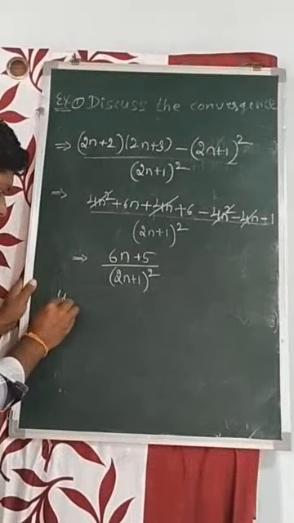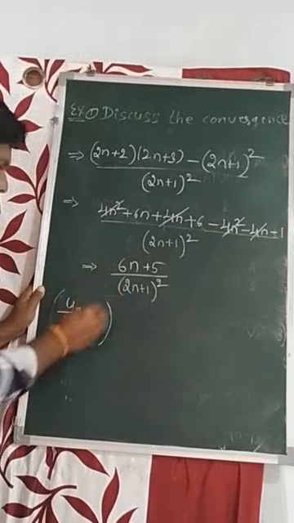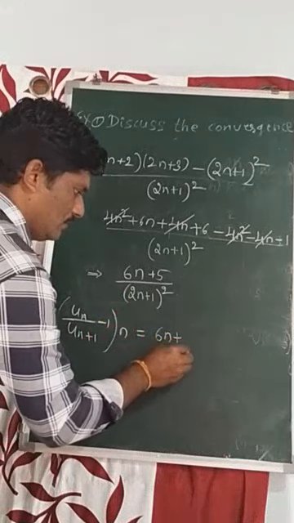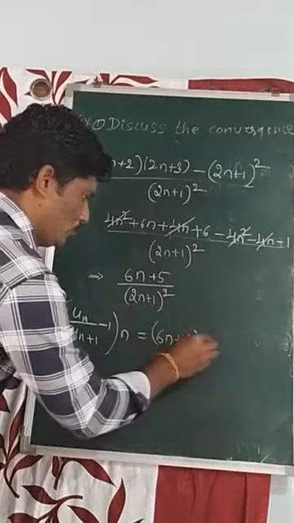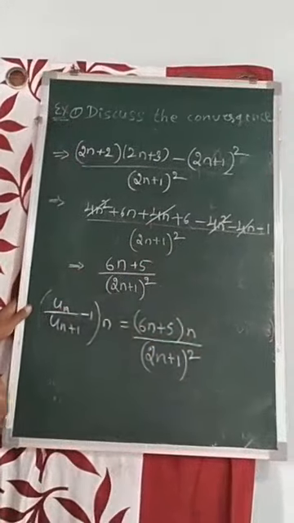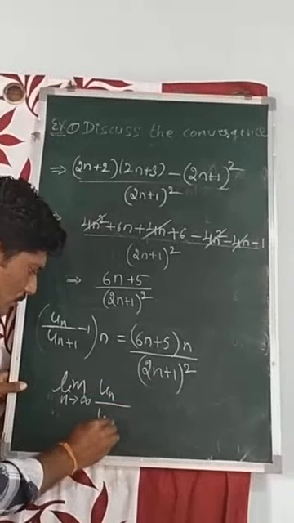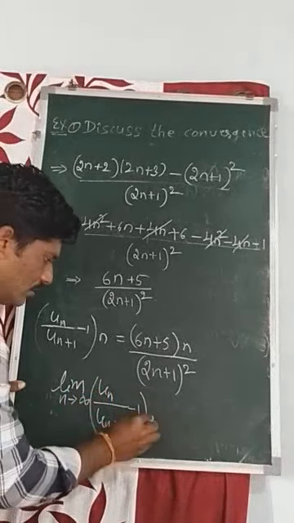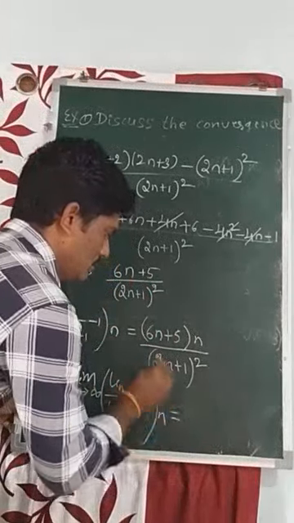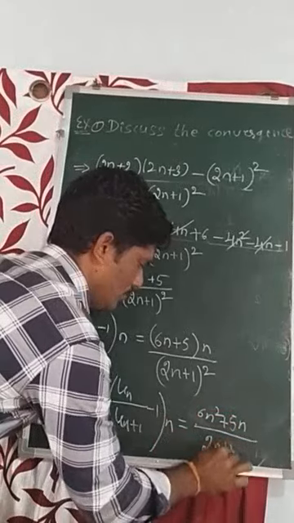This is un divided by un plus 1 minus 1 equal to this term. Multiplying n on this side also, 6n plus 5 into n divided by 2n plus 1 bracket square. Okay, applying limit n tends to infinity, un divided by un plus 1 minus 1 into n is equal to n into 6n square plus 5n divided by 2n plus 1 bracket square.